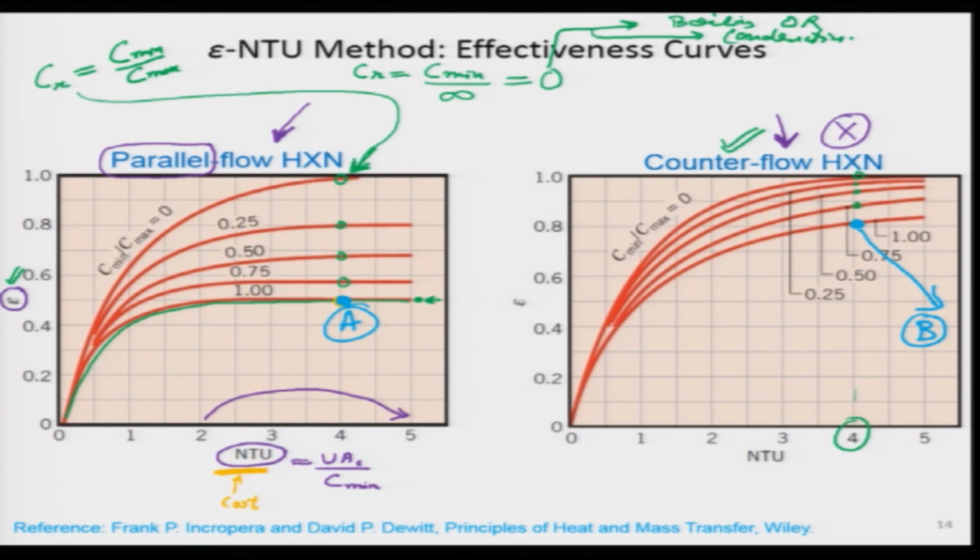So, there are a lot of similarities between point A and point B. What are the similarities? Both have the same NTU value. This is NTU 4, this is NTU 4. Both have CR value equal to 1. But look at the effectiveness value. Here the effectiveness value is only 0.5, which means effectiveness of point A is 0.5. Effectiveness of point B is very high, 0.8, or I can say it is 80%.